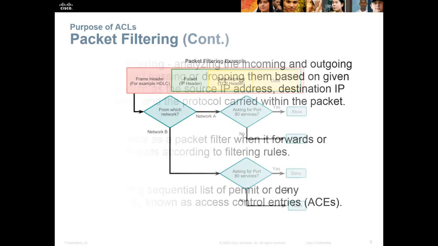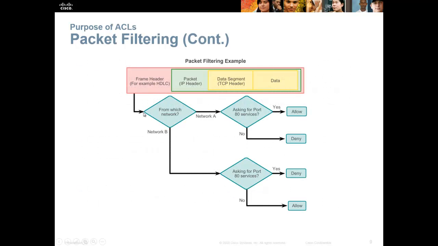So here's a flow chart kind of describing how it works. A packet comes in. Is it for network A or is it for network B? It's for network B. Is it asking for port 80? Yes, then allow. If it's not asking for port 80, so it's asking for some other port, no, then, I'm sorry, if it's asking for port 80, we deny it. And if it's not asking for port 80, we allow it.